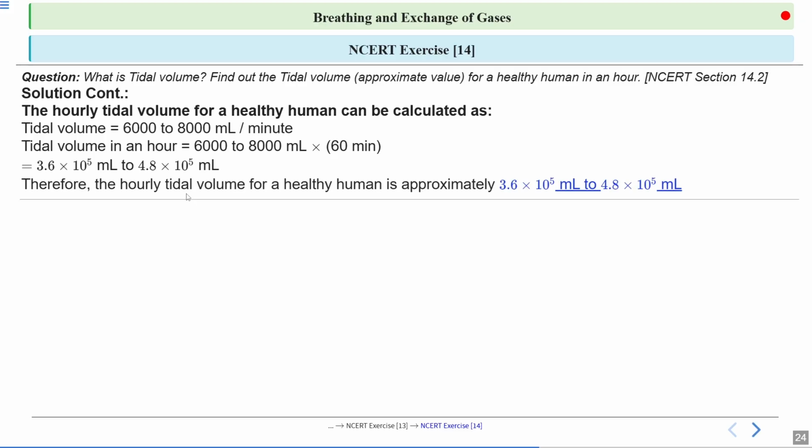So therefore, hourly tidal volume for a healthy human is approximately 3.6 into 10 to the power 5 ml to 4.8 into 10 to the power 5 ml. Very, very important question. In this way, you can write it in the examination when it is asked. Okay.